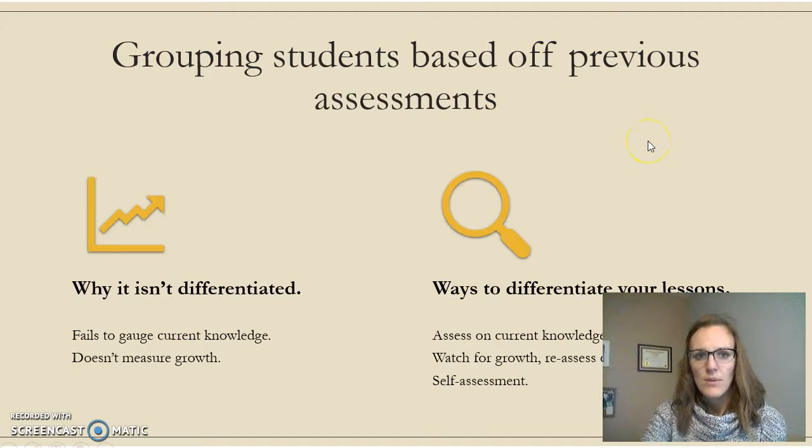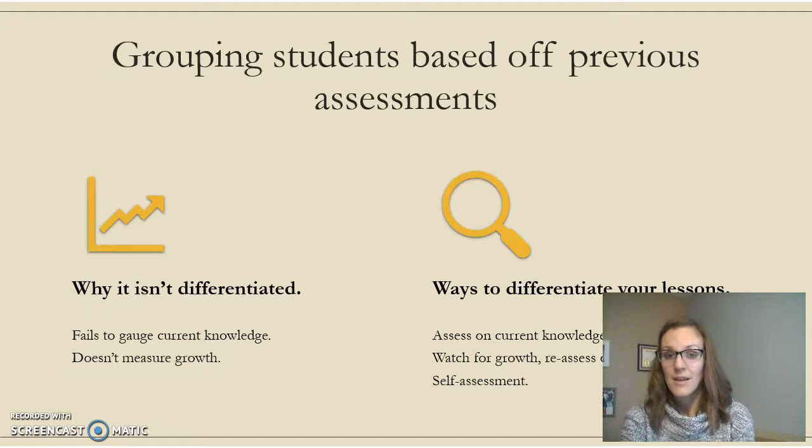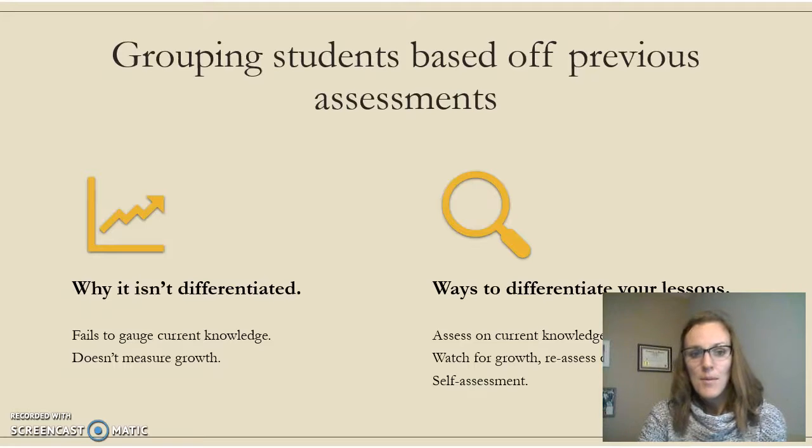The next thing that we're going to talk about is grouping students based off their previous year's assessments or achievements. Why isn't this differentiated instruction? This primarily is not differentiated instruction because it fails to gauge our students' current knowledge. It doesn't show what they know, and it doesn't show any growth. We're not measuring their growth by this. We're just saying, well, last year you didn't know this, so here you go. And so we want to show their growth.